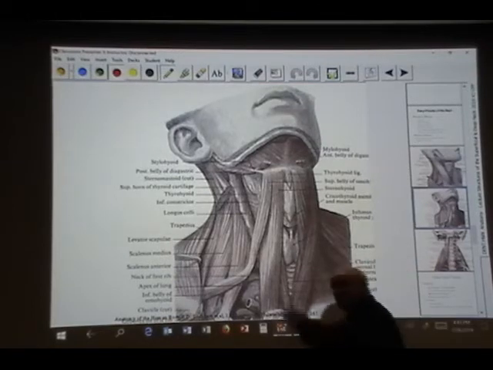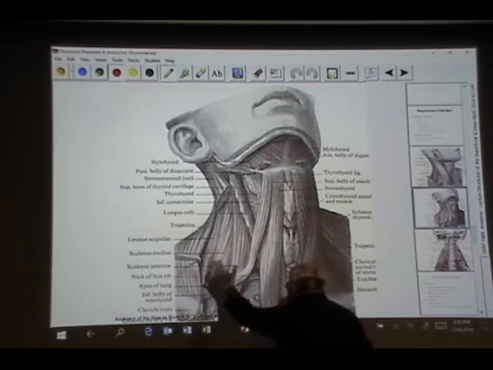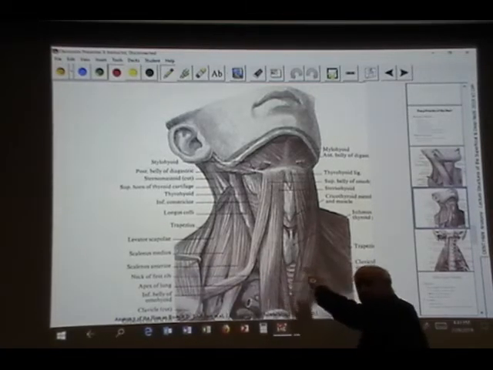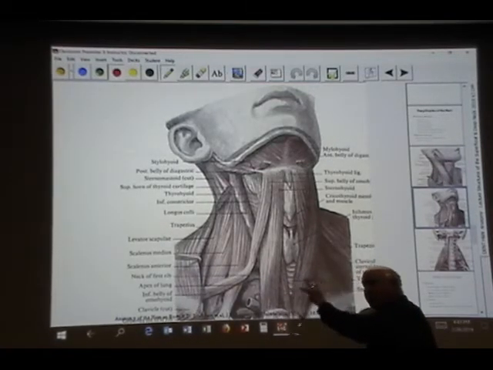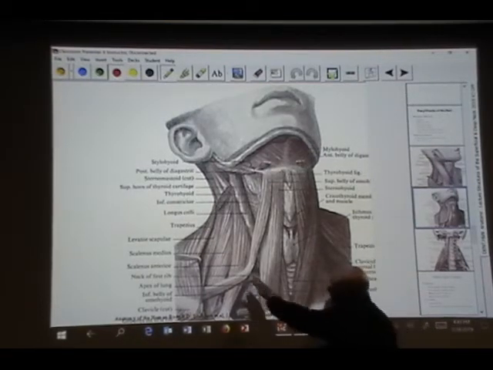Okay? Is it under the sternocleidomastoid? Is it lateral to the sternocleidomastoid? Is it medial to the sternocleidomastoid? In particular in the neck, that will help you know what you're looking at. So here's the trapezius.